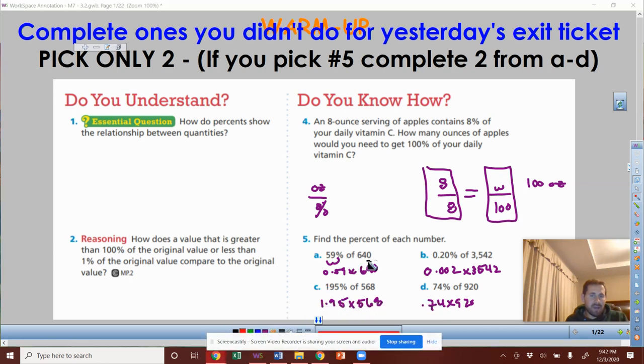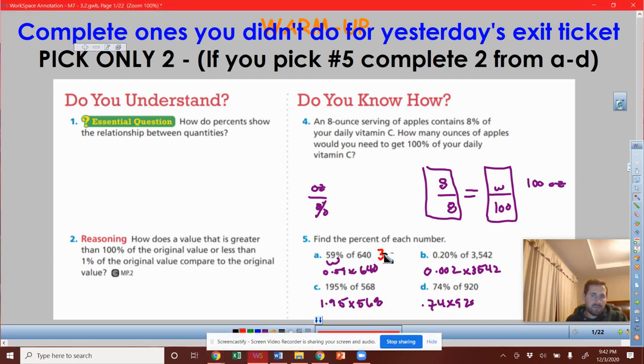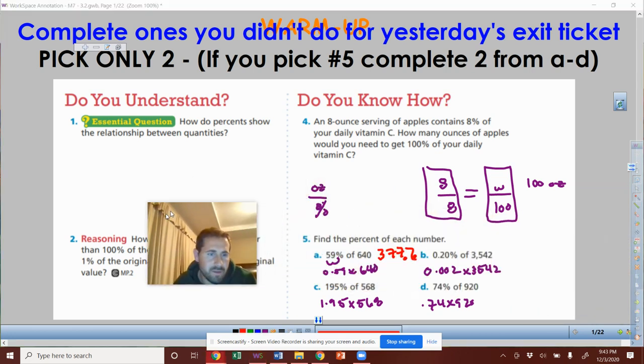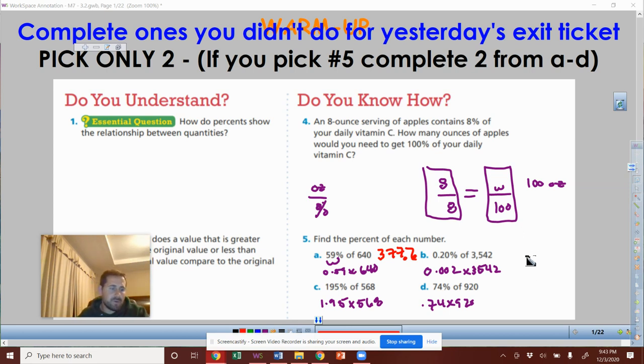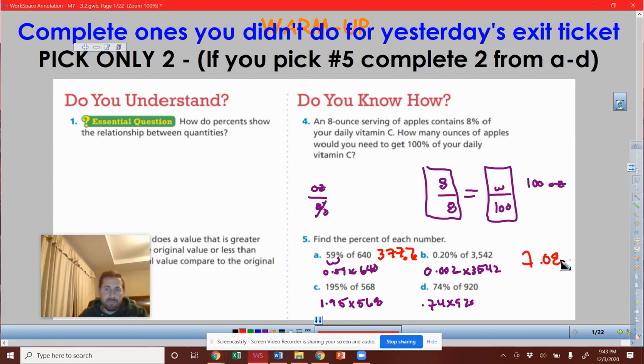So if you calculate those out, A ends up equaling, sorry, 377.6. So almost half, a little bit more than half of the original. Our next answer, 0.20% of 3,542 becomes 7.084. So it's a very small amount, and we should think that this is less than 1% of that. So yeah, we should be thinking a small amount.